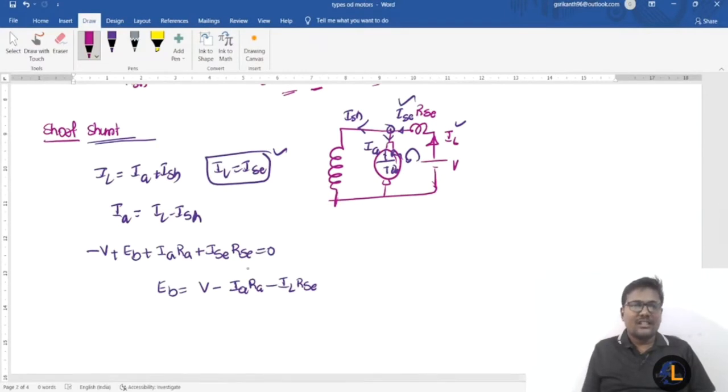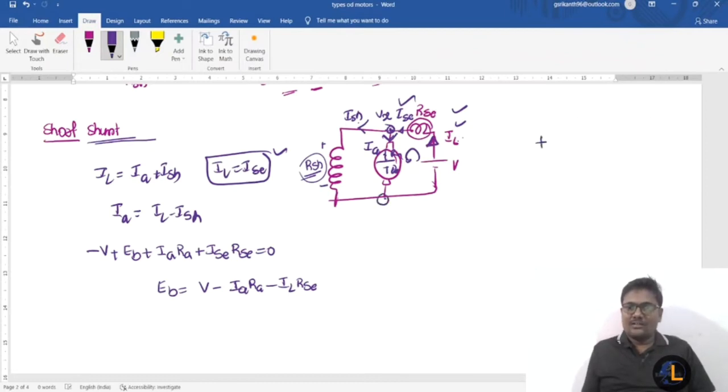Coming to the short shunt connection, the series field winding is connected in series with the supply, and the shunt field winding is connected in parallel with the armature. The current drawn from the supply is IL, and the current flowing through the armature is IA. IL can be divided as IA and ISH, where ISH is the current flowing through RSH. Here the terminal voltage will be different; the voltage appearing across the armature is not V.